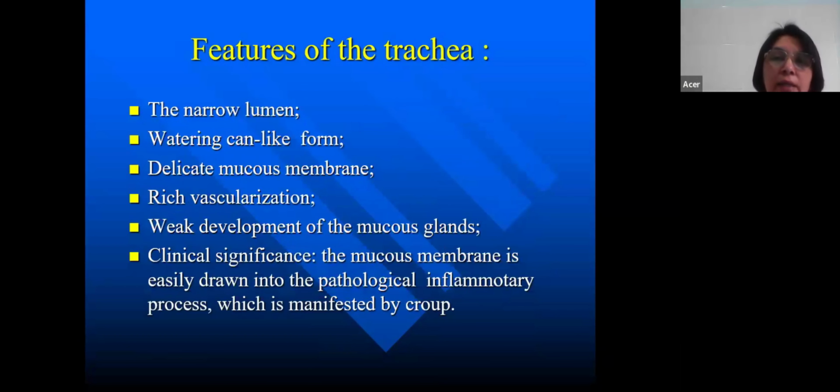Features of the trachea are the same as the larynx: narrow lumen, funnel-like form, delicate mucous membrane, rich vascularization, weak development of the mucous glands. These features of the larynx and trachea can lead to stenosis of the trachea and the larynx. We call it croup.